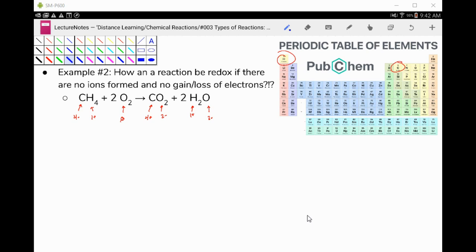So if we look at how the different atoms in these molecules changed over the course of the reaction, carbon went from 4 minus to 4 positive. And we had oxygen go from 0 to -2. If you add up all of the different oxygens, it amounts to the same number of oxygens on the left side, so the reaction itself is balanced. But here, our carbon atom changed. It went from -4 to +4.